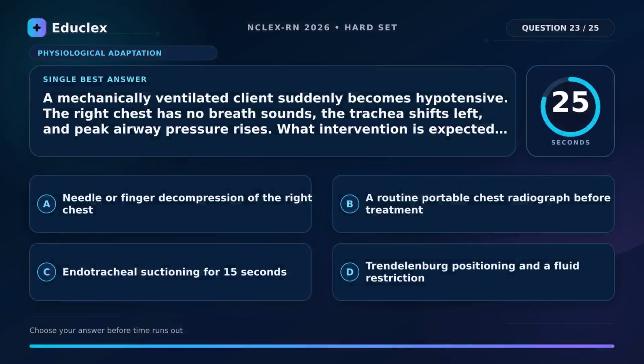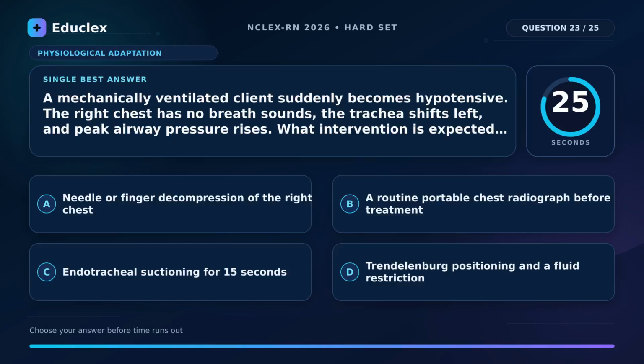Question 23. A mechanically ventilated client suddenly becomes hypertensive. The right chest has no breath sounds, the trachea shifts left, and peak airway pressure rises. What intervention is expected immediately? Here are the options. Option A. Needle or finger decompression of the right chest.